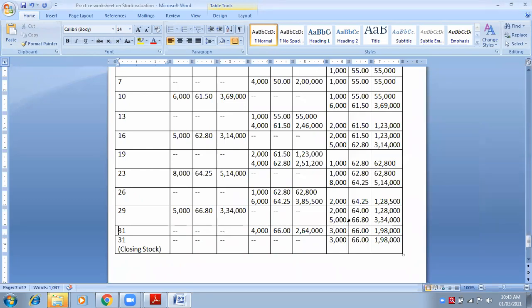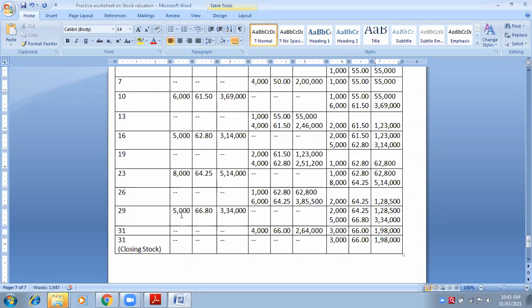Can we directly bring down this 5,000 without bringing down this 2,000? No. So the first step is that 2,000 units will be brought down. 2,000 at 64.25 will be copied down. Just copy down: 2,000, 64.25, and 1,28,500 will be your answer.